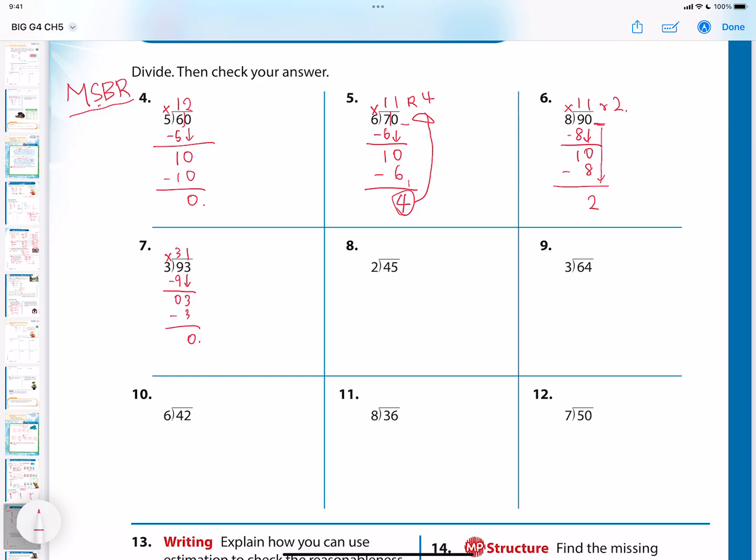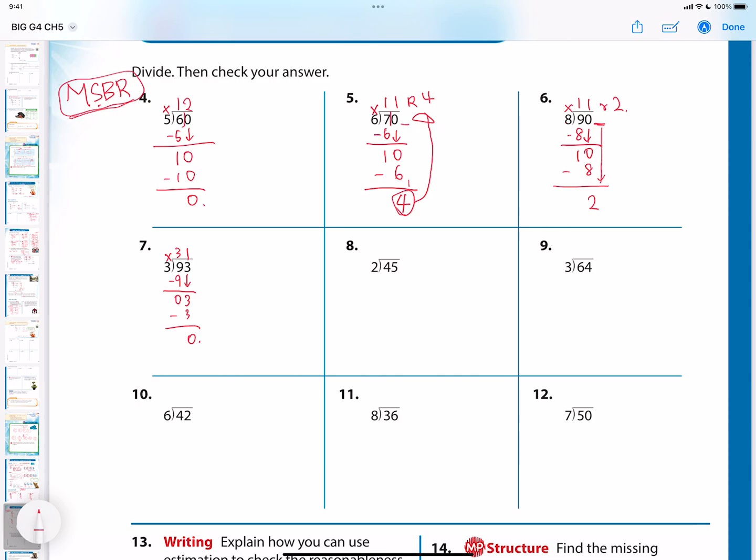Multiply, subtract, bring it down, repeat. Get annoyed? I'm sorry. But this is really important, okay? So multiply, subtract, bring it down, repeat. You have to do this automatically, even without looking at this process. I mean, the steps like MSBR, okay? If you practice more and more and more.